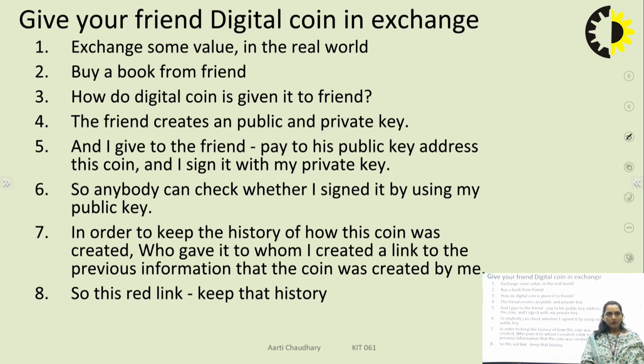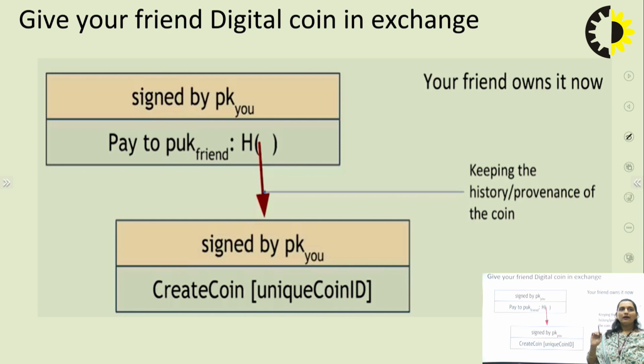If I want to buy a book from a friend, how is the digital coin given to a merchant, to a wallet? Some platform has to be there, with accounts of mine and my friend. On that site, the friend creates their own private key and public key. Any person who wants to verify will see the document signed with the private key of that person.